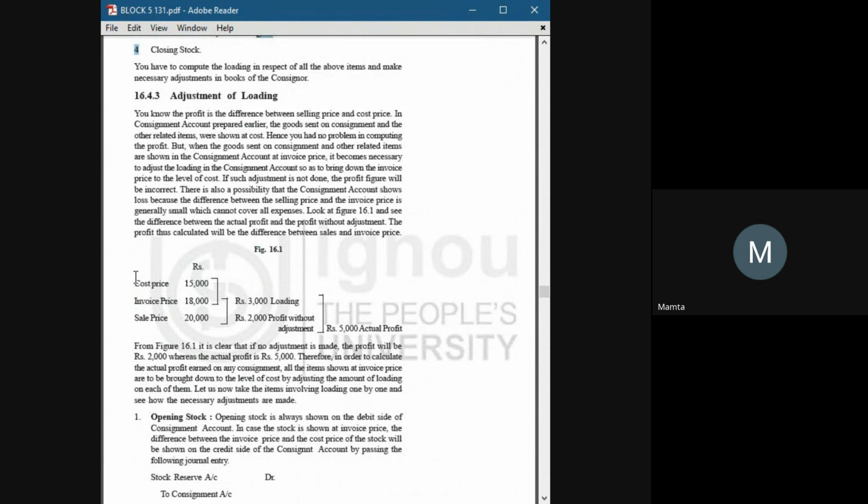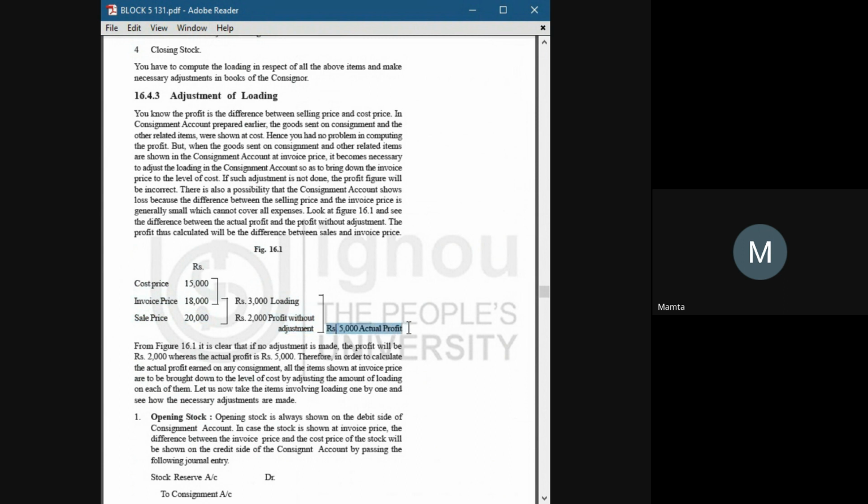See, the cost price is 15,000. Invoice price is 18,000. Out of this, the loading is 3,000. Now the sale price, the consignee has sold the same goods at 20,000. The difference between invoice price and sales price is 2,000. This is the loading of 3,000, and this is the profit without adjustment, 2,000. The actual profit is 5,000.